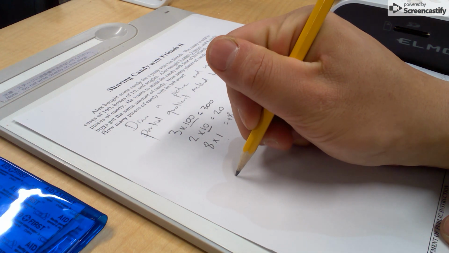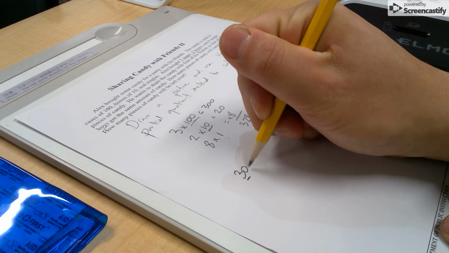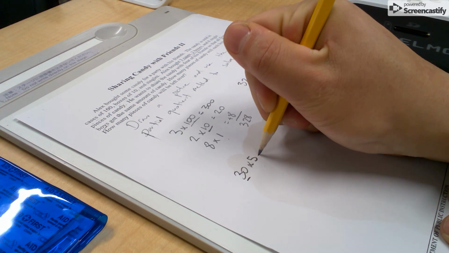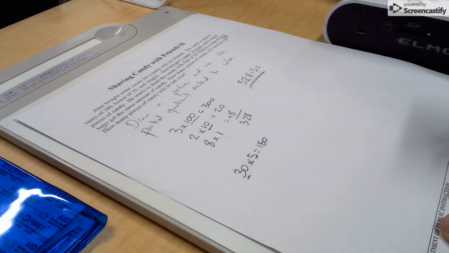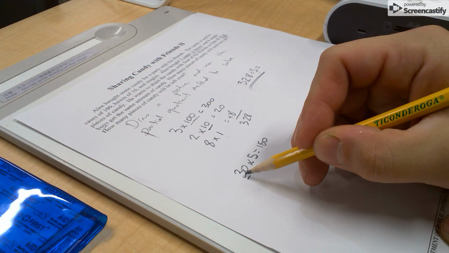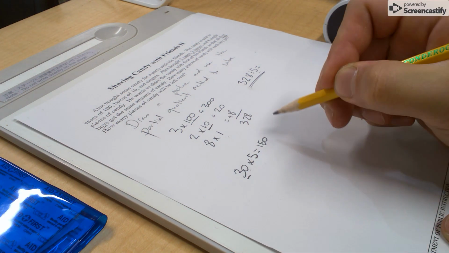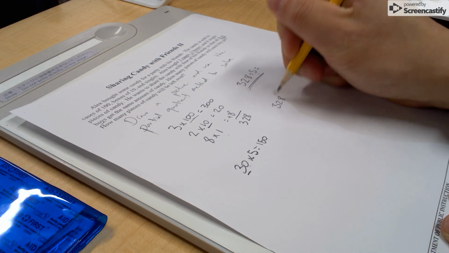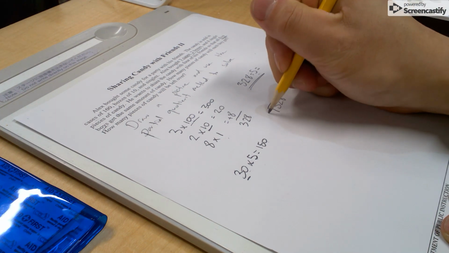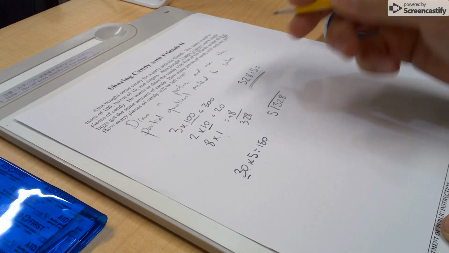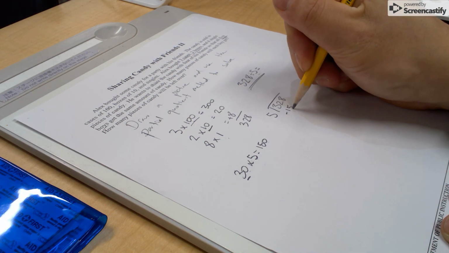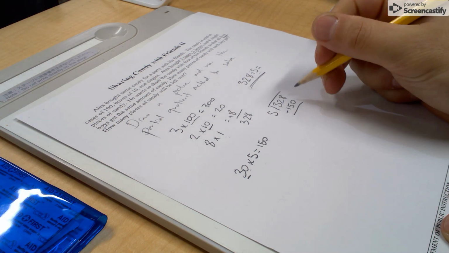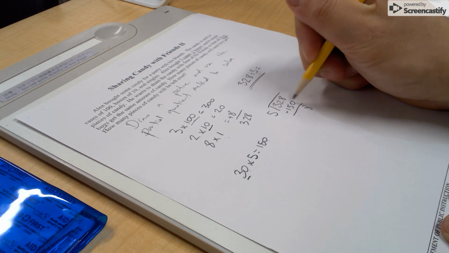Let's say 30. 30, because we've got that nice 3 and just a single 0, times 5 gives us 150. Again, 3 times 5, 15. Add the 0, we've got 150. We're going to take that 328, we'll put it into the division, and put the 5 there. Now we're going to subtract that first 150. We subtract 150, and now we've got an 8 here.